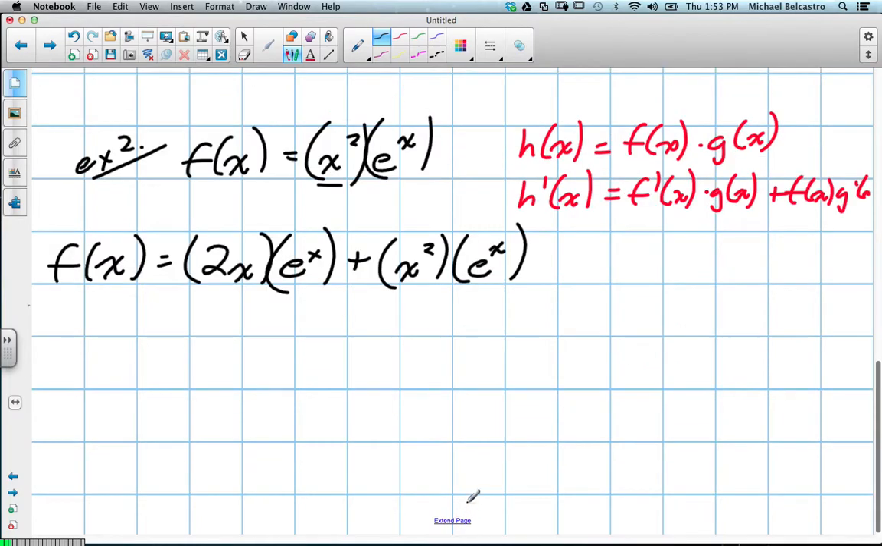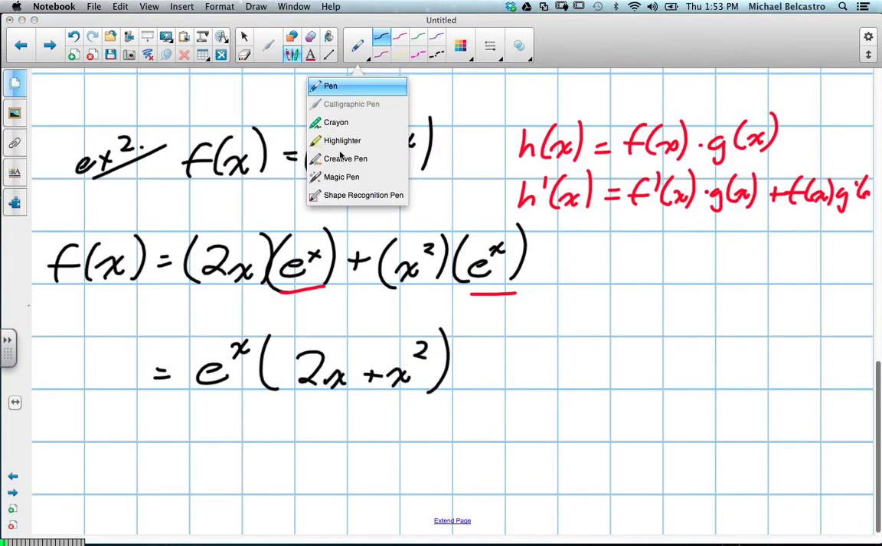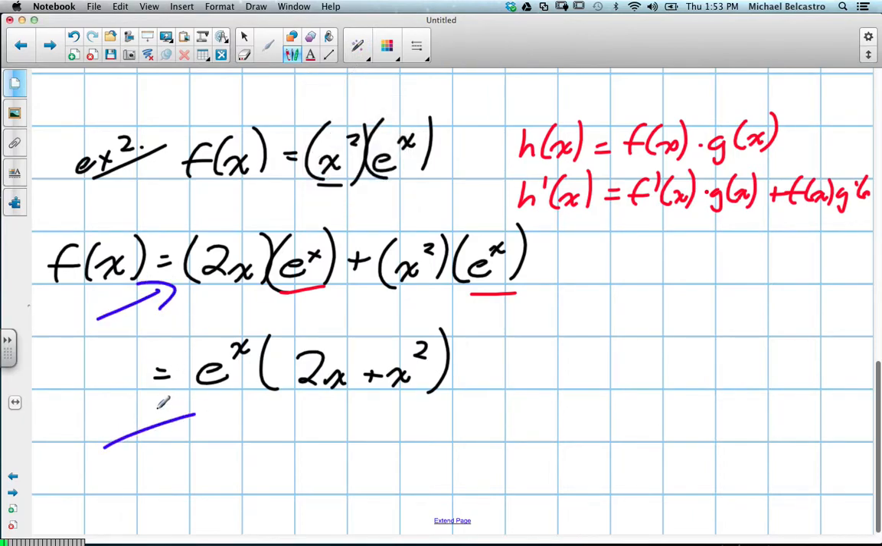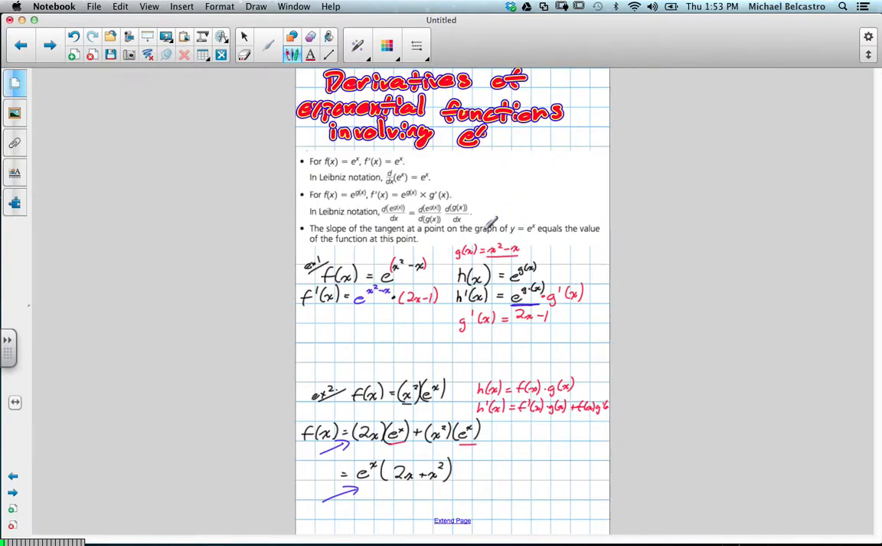So it's now derived. Now we can do some factoring in here. We happen to have e to the power of x in both. We'll common factor that out. So we have e to the power of x as our common factor on the outside. And we're left with 2x plus x squared. Essentially, our derivative is this value here. We just did some factoring so we could simplify it.